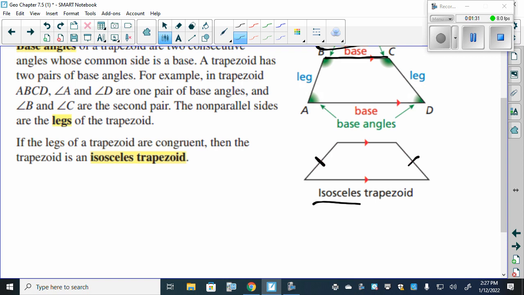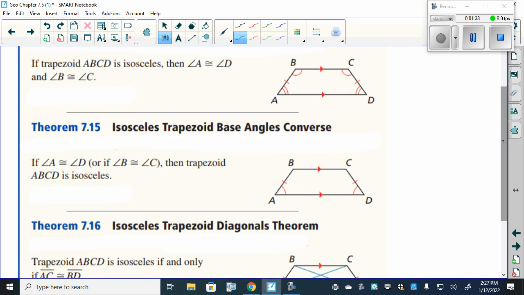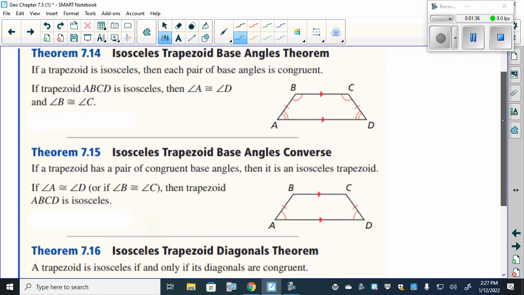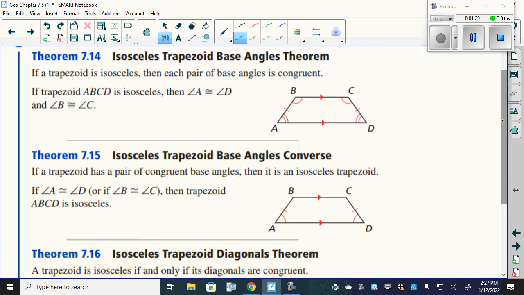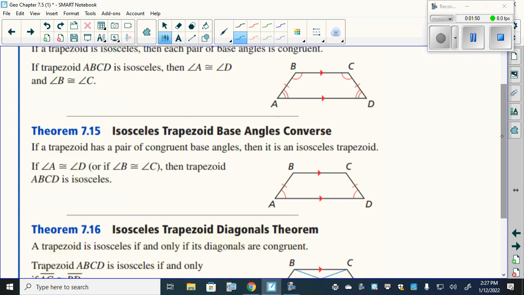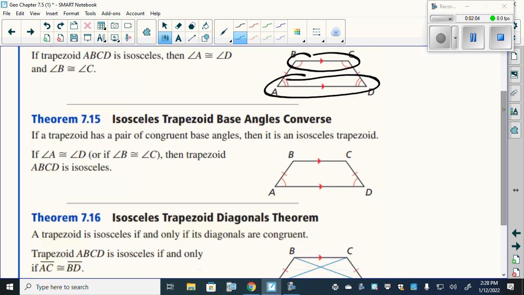Now, isosceles trapezoids do have some special properties. The first one tells us if a trapezoid is isosceles, then each of the base angles are congruent. They're going to have the exact same value. Well, the converse is also true. If a trapezoid has a pair of base angles that are congruent, then it's going to be isosceles. So if a trapezoid is isosceles, then the base angles are congruent to each other. If we have a trapezoid with a pair of congruent base angles, then it's going to be isosceles. They go back and forth.